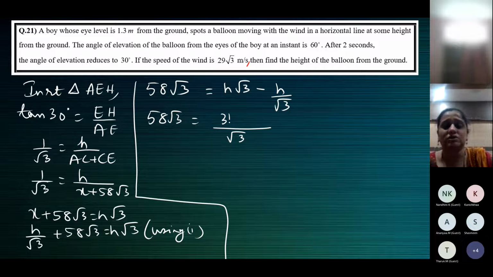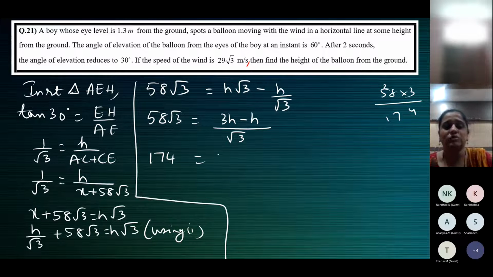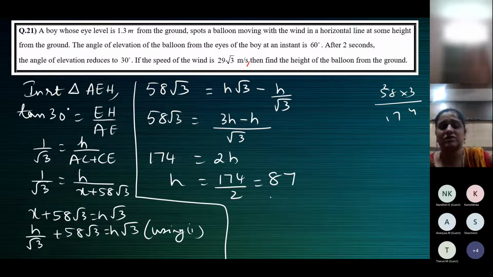So you will get 3h minus h. Now again on cross multiplying, you get 58 into 3, because root 3 into root 3 is 3. 2 carry over 174. So 174 is equal to 2h. So h is equal to 174 by 2, which is equal to 87.